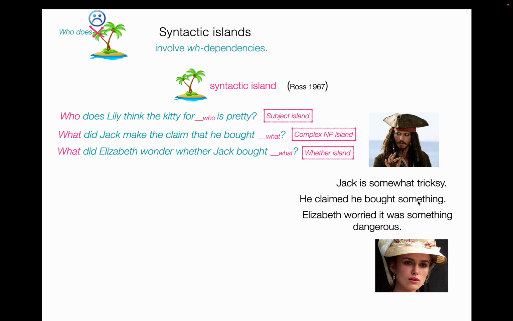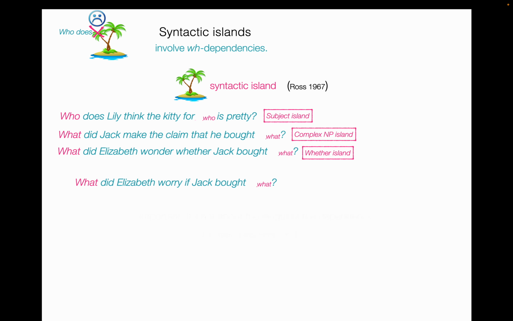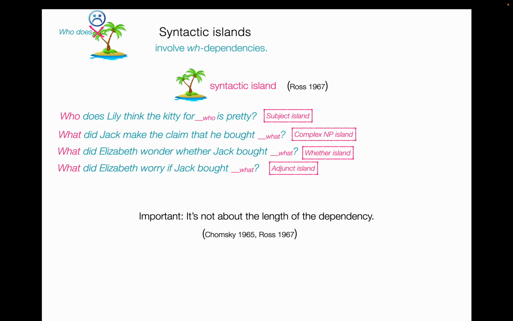Jack's somewhat tricksy. He claimed he bought something. Elizabeth worried it was something dangerous because Jack's just kind of like that, right? So we might want to ask, what did Elizabeth worry if Jack bought? But we can't do that, right? So that's an adjunct island.